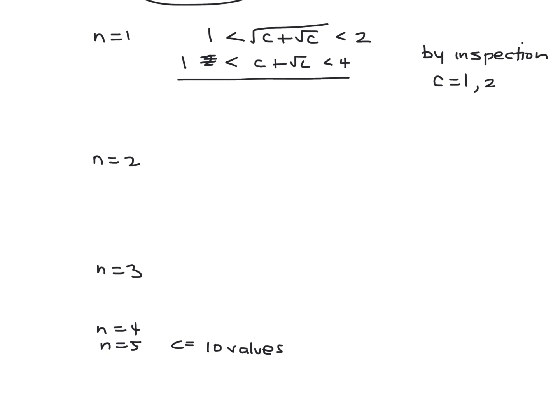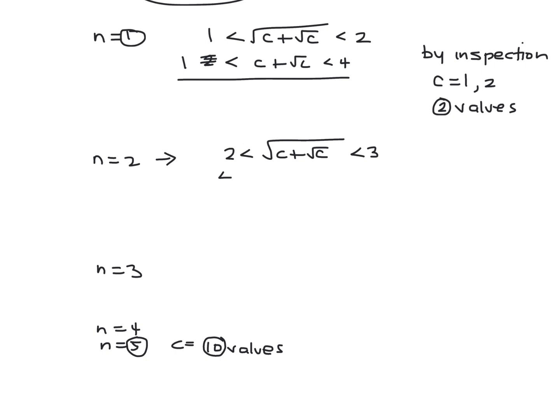So how many values of c did I get? I got 2 values. So I got 2 values when n equals 1. Okay, I got 10 values when n equals 5. Okay, let's keep going. When n equals 2, that's going to make the inequality 2 is less than c plus root c, less than 3.